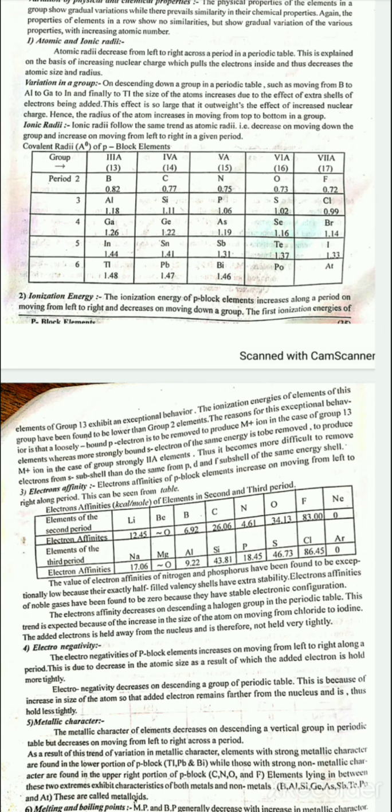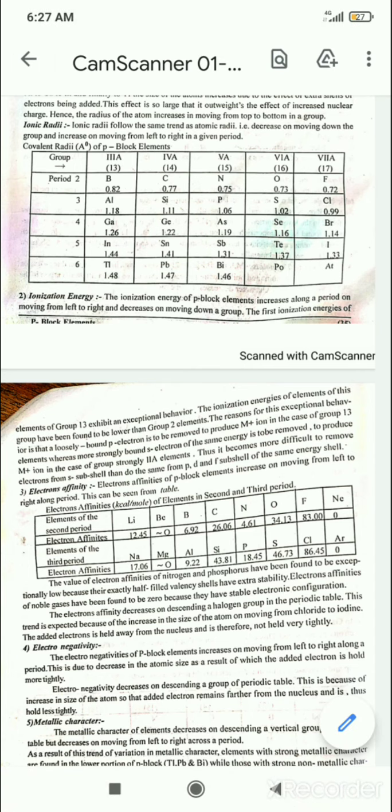This is all about the ionization energy. Remember only one thing: the ionization energy increases from left to right and decreases from top to bottom. Now, what do you understand by the word electron affinity? We will stop here for the next.